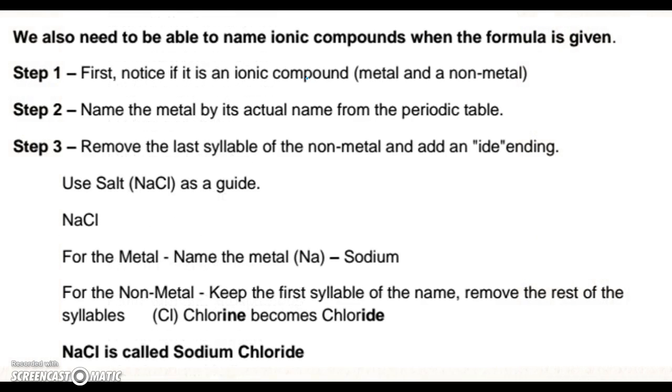You also need to be able to name ionic compounds when the formula is given, so this is just going backwards. First you need to notice if it's an ionic compound, so in order to do that you need to see a metal and a non-metal. You want to name the metal by its actual name from the periodic table, and then for the non-metal you're going to add ide. Salt, NaCl, is a good example. For the metal, we keep the name of the metal, which is sodium. And for the non-metal, we keep the first syllable of the name, remove the rest, and add "ide" at the end. So chlorine now becomes chloride. Put that together, you have sodium chloride. This is the final name.